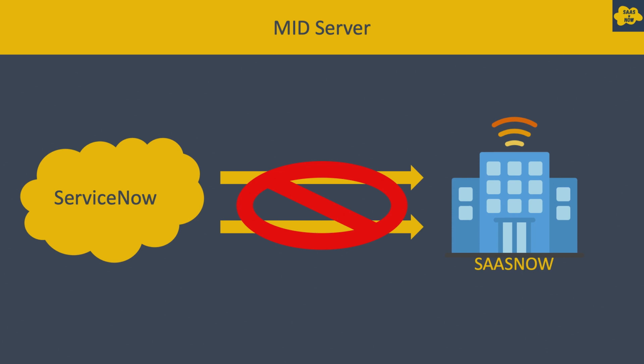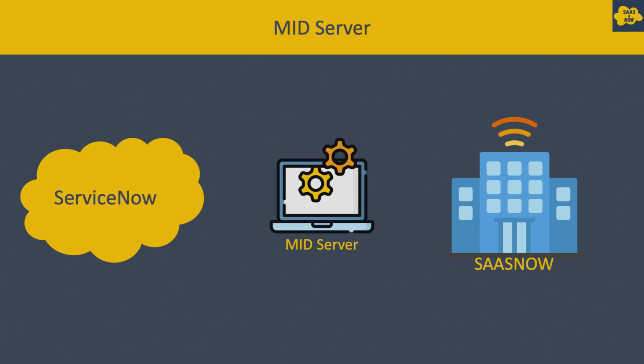So in that case, mid-server comes into the picture. In order to establish this communication, the company needs to install a mid-server in their internal network. And once mid-server is installed, ServiceNow can communicate with the internal network of the company via mid-server. This is basically needed when you want to make an outbound call from ServiceNow to your internal network.